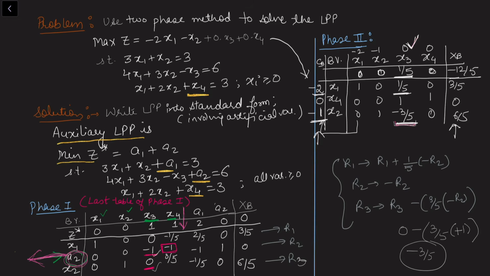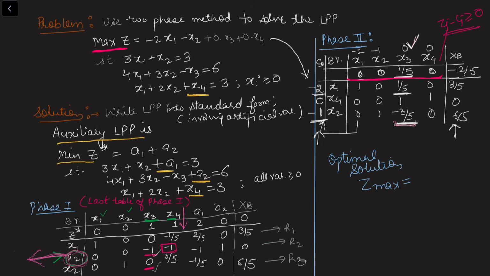Now we have to see the current zj minus cj. The current zj minus cj are all greater than or equal to 0. So, and the given objective function is maximization. So this is optimal. So hence we get the optimal solution z maximum as minus 12 by 5 at x1 equal to 3 by 5 and x2 equal to 6 by 5.